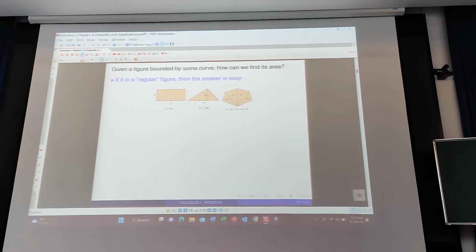First, if this figure is very familiar to our knowledge, we say regular figure, popular figure, like rectangle, triangle, polygon. It is easy, right? Triangle, product of two sides. Here, half of the product of side and opposite height.